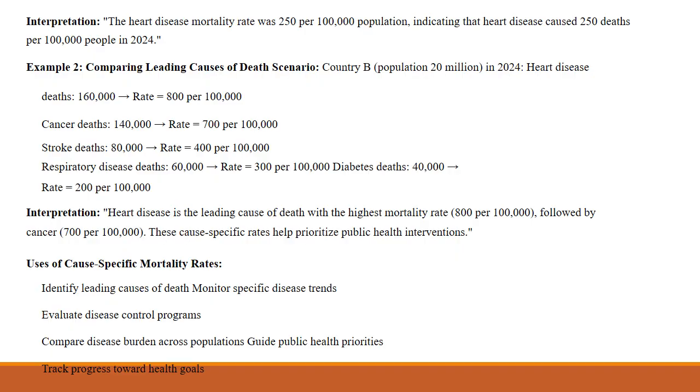Example number 2, comparing leading causes of death scenario. Country B, population 20 million in 2024, heart disease deaths 160,000, and the rate will be 800 per 100,000. Cancer deaths are 700 per 100,000. Stroke deaths are 400 per 100,000. Respiratory disease deaths are 300 per 100,000. Diabetes deaths 200 per 100,000.